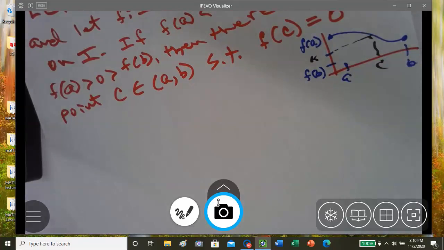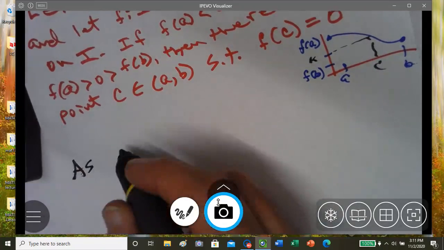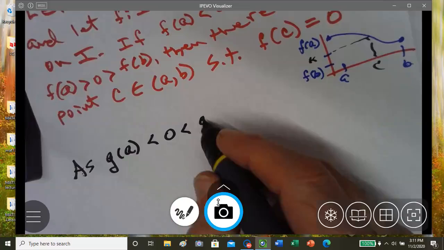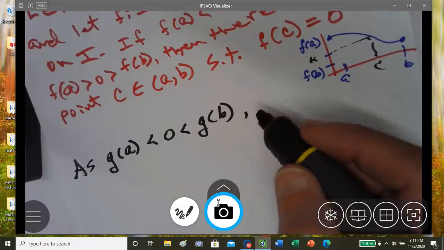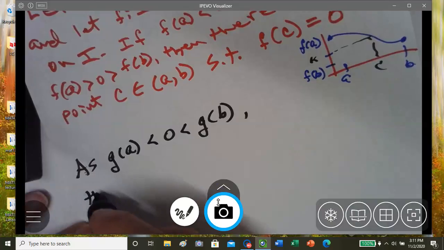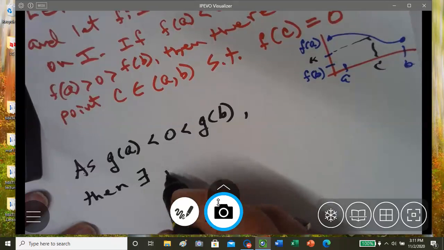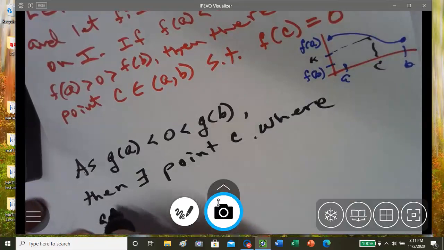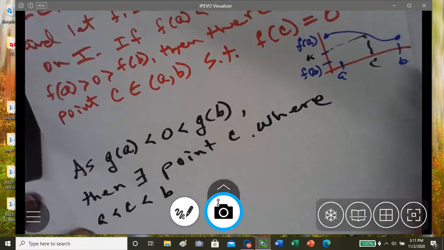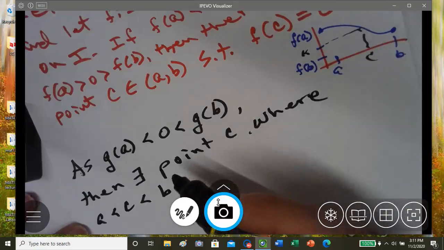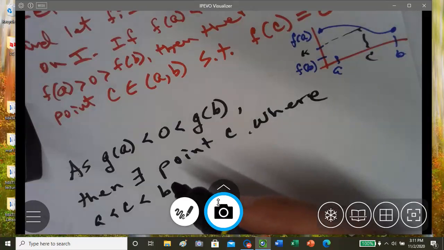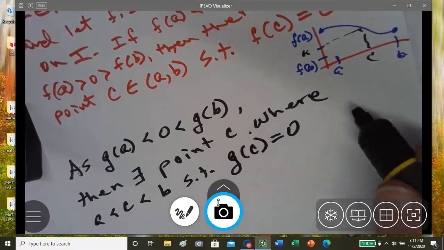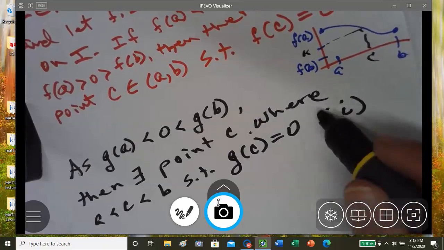Okay, so from here, we're saying that as g of a is less than 0 and 0 is less than g of b, then there exists a point C where A is less than C, which is less than B. So A is less than C and C is less than B. And such that g of C equals 0. And we're going to call that equation II.